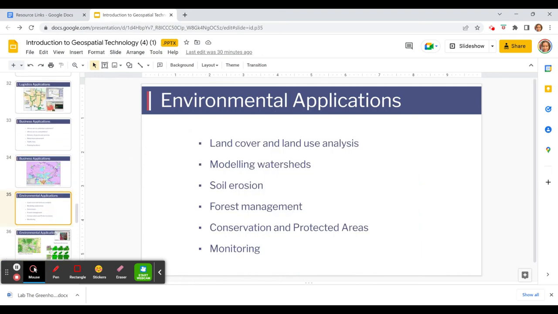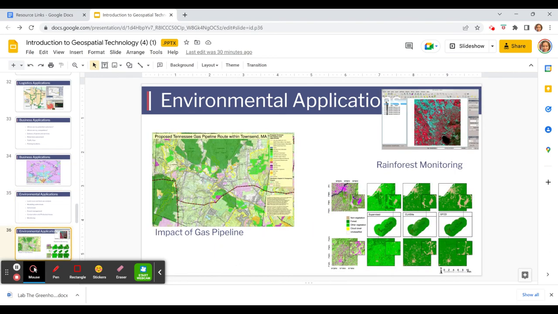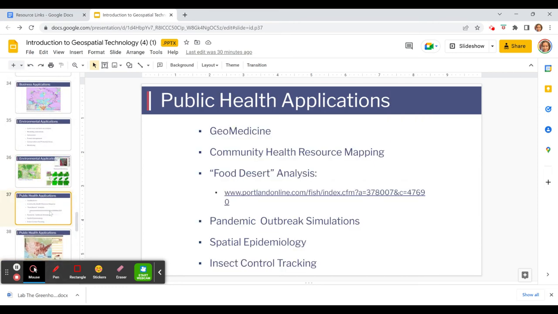This also has environmental applications. So, how are we going to utilize our water? We can map out different types of soils. Here's an example of that. How can we monitor our rainforests? We can actually sense or take photos of these locations and we can monitor them over time without actually visiting those locations.